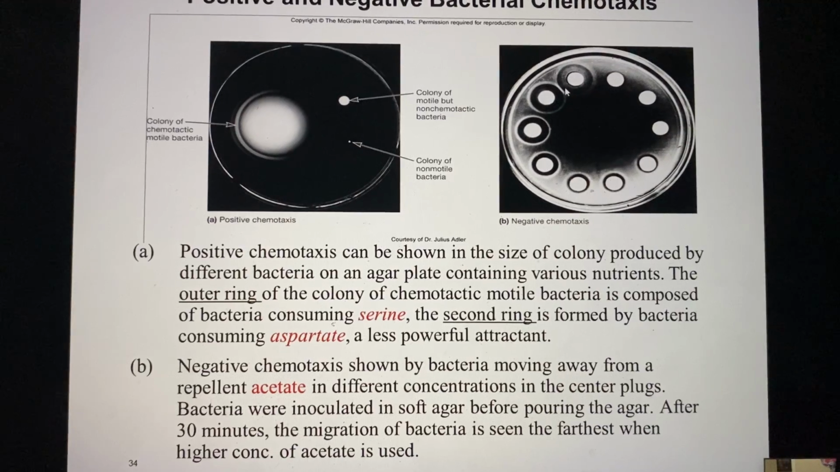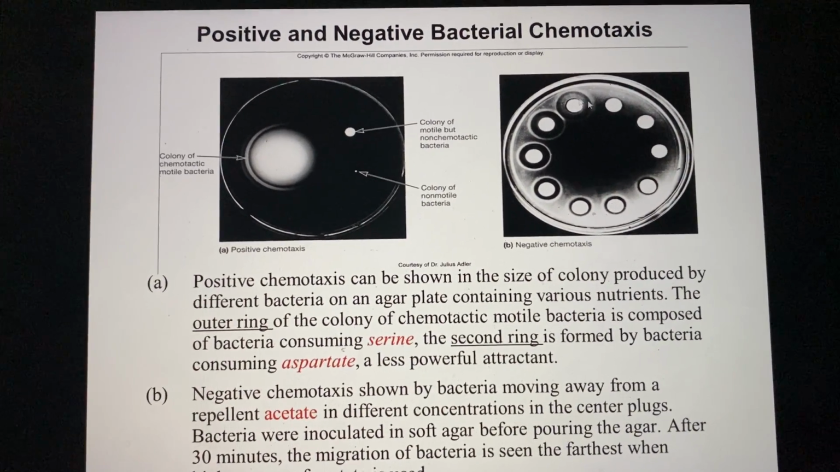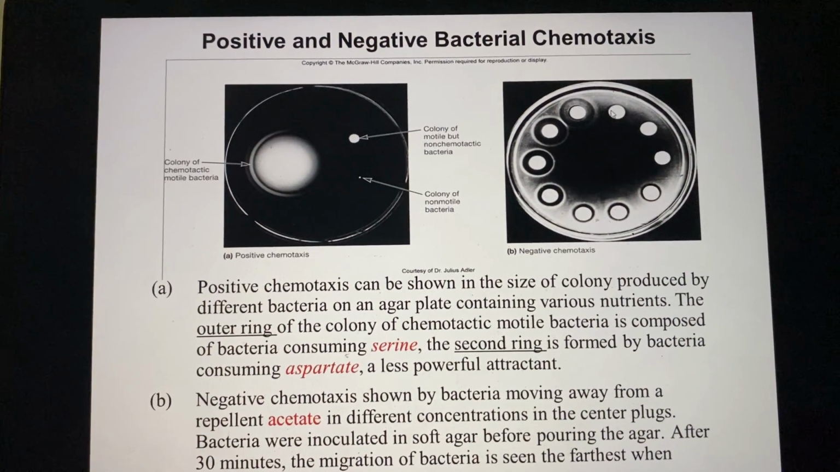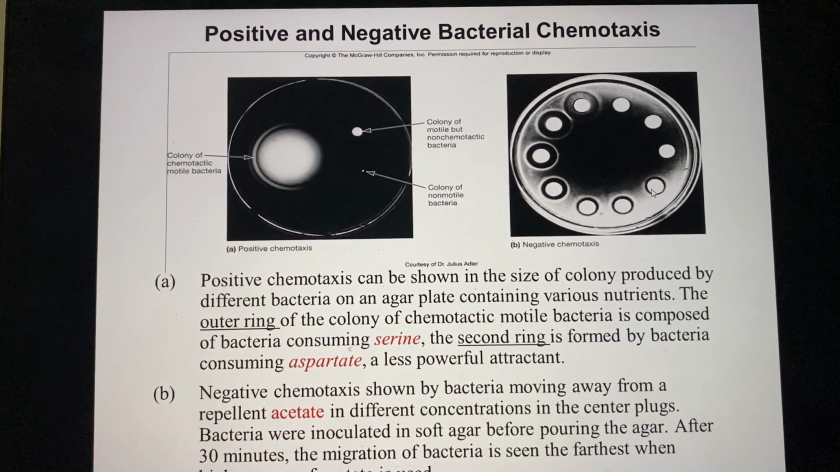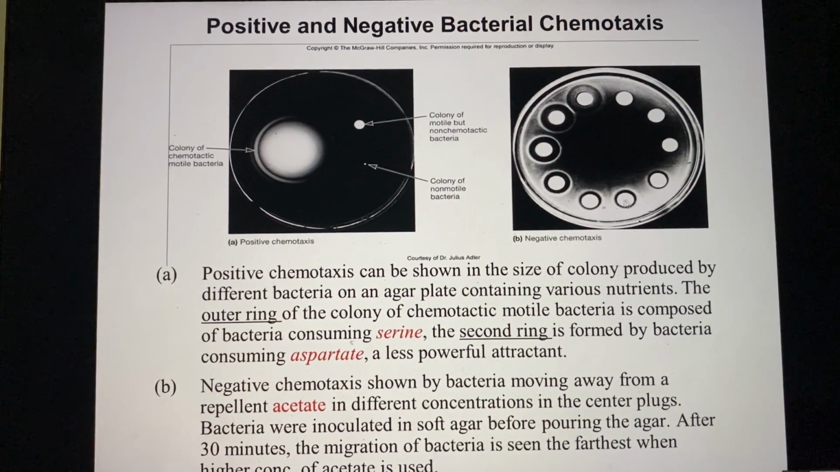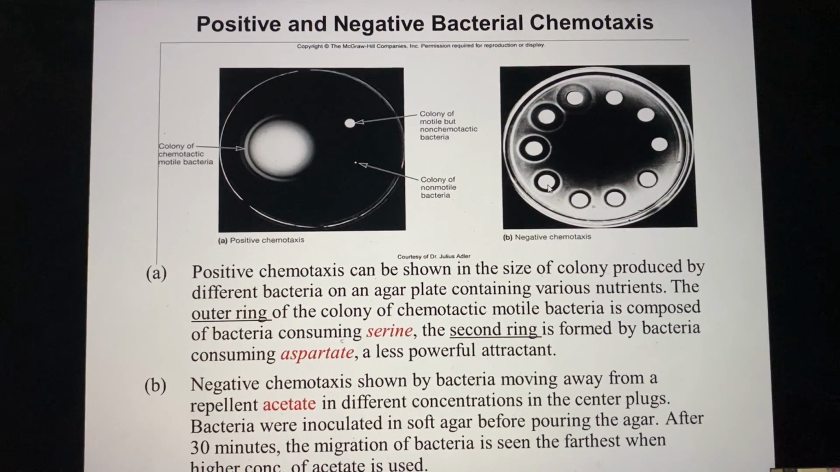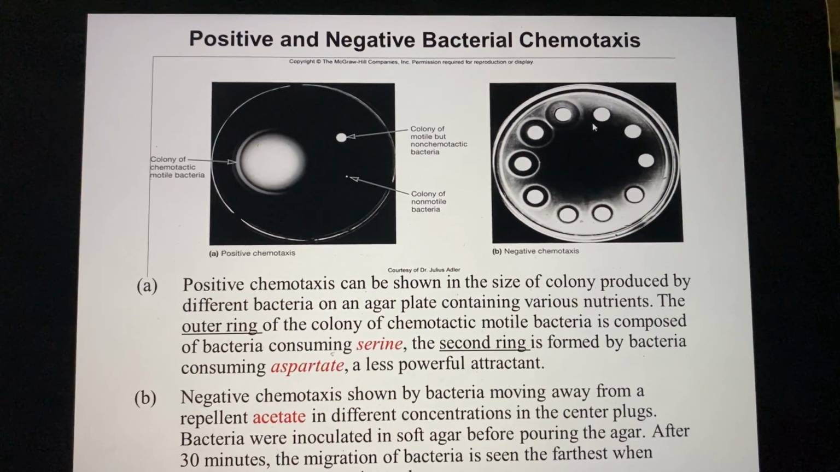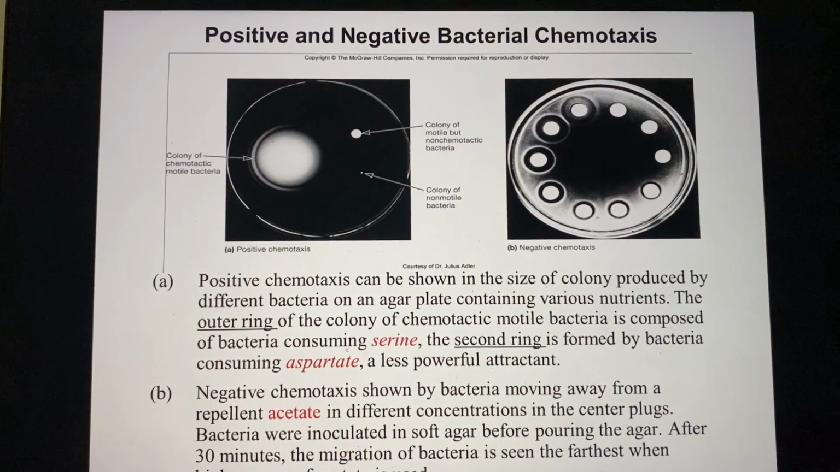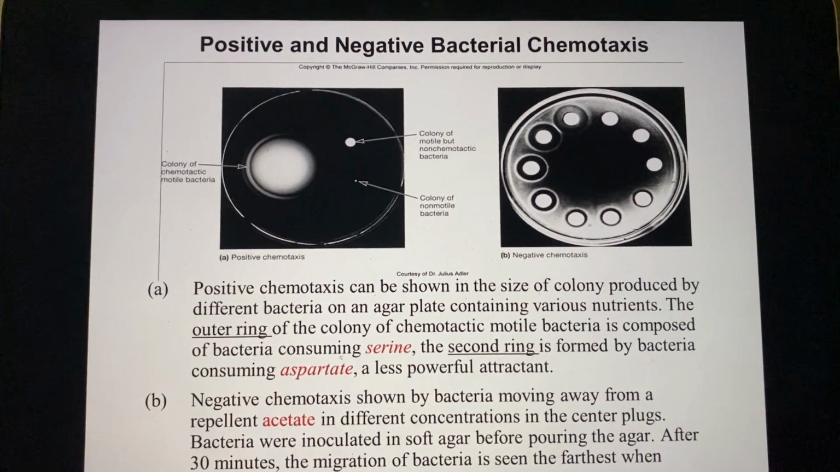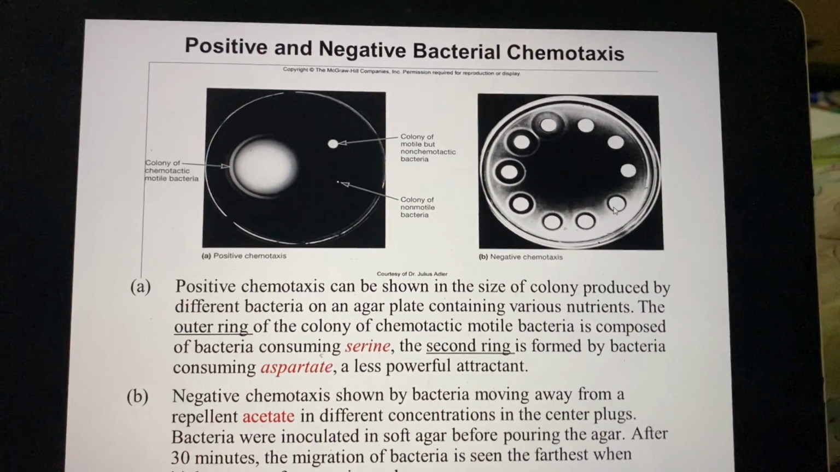So you can see that within 30 minutes, your bacteria are moving away from the plug which has the highest concentration. Here, the concentration of acetate was very little, so you do not see this migration pattern. As you go to higher and higher amounts of acetate in these plugs, you see the rings of bacteria that have moved away from the acetate. And so this gives you the idea that concentration in negative chemotaxis is also very important and can be portrayed in this very simple experiment.